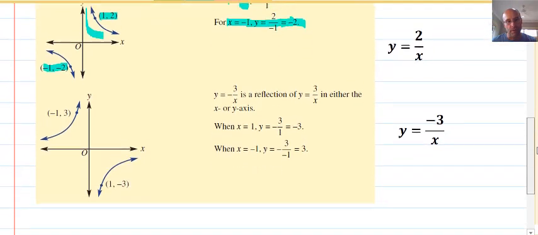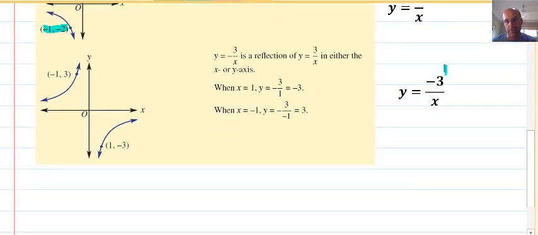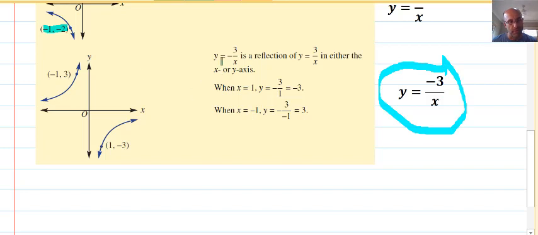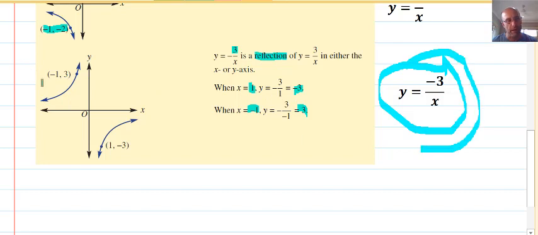For the last example, y equals negative 3 over x, you'd use the same thing. You know that it's a reflection and it's dilated by a factor of 3 as well, so it's got two things happening. And again, just sub in x equals 1 and x equals negative 1, and you get these y values. So you sub it into the equation given, and you get those values out, and then you can do a reasonable sketch because you know the basic shape.